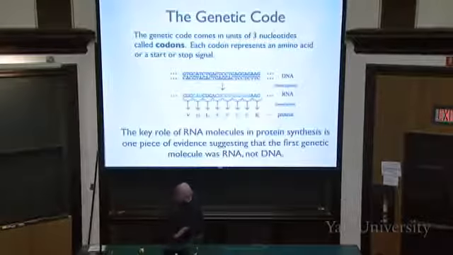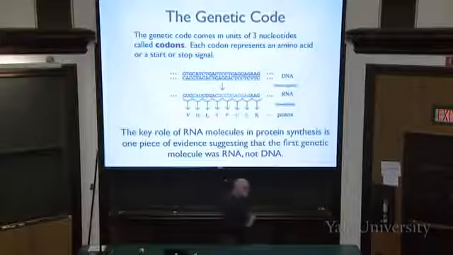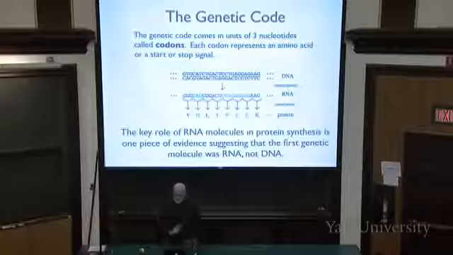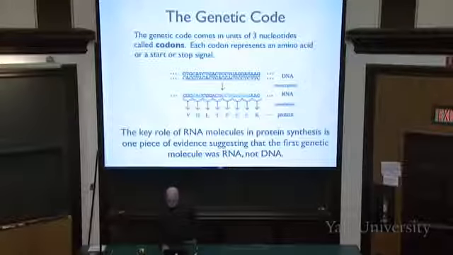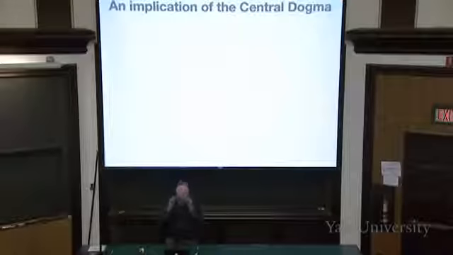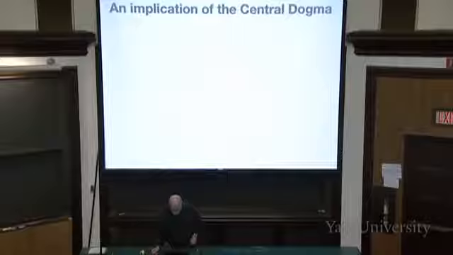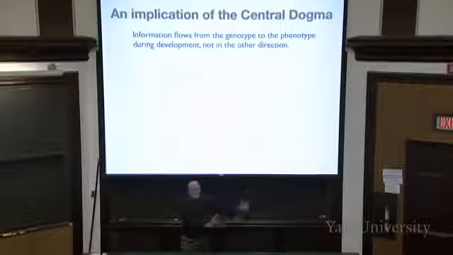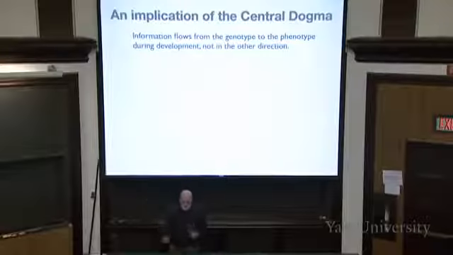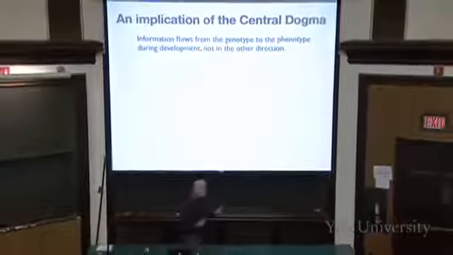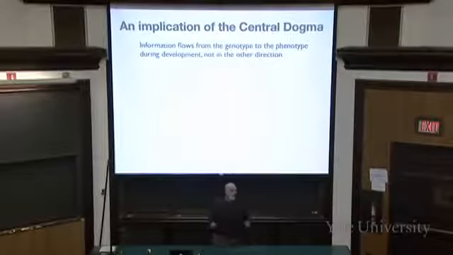Just to repeat this message, RNA is playing a big role in this whole process, and there's good reason to suspect that it was the original genetic macromolecule. There's an interesting implication in this, and I will not shy away from telling stories like this during the course. Information is flowing out from the genotype into the phenotype. It doesn't go in the other direction. That's very important that it doesn't go in the other direction, okay?